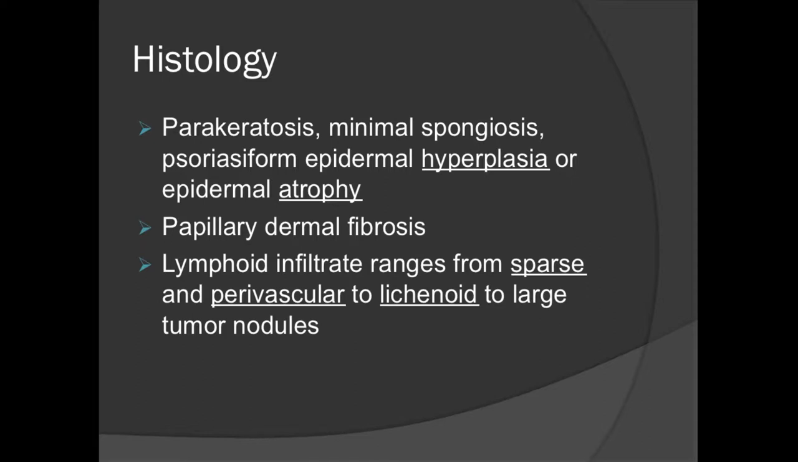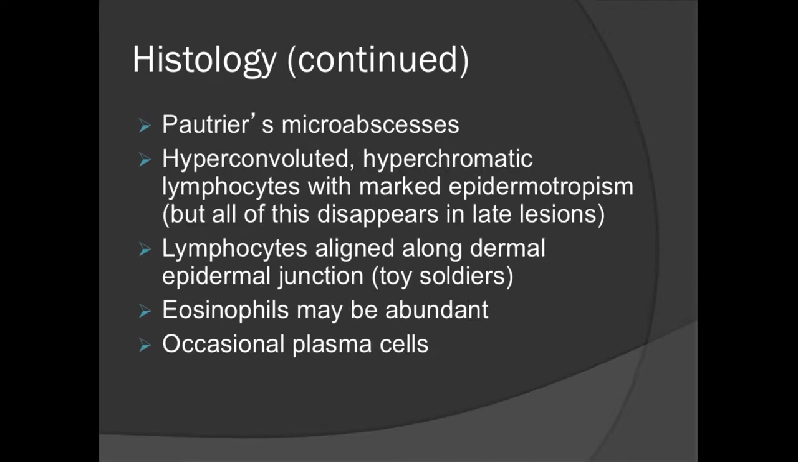So the lymphoid infiltrate can be sparse and perivascular, or it can be dense and lichenoid, or it can be large tumor nodules, i.e. it can be anything. Wait a minute, this makes no sense. But we have a few things that maybe do help. Pautrier's microabscesses, yeah, that's helpful, but if you read the textbook, it's in less than 5% of cases. If you don't mind a 95% miss rate, that's a great criterion.